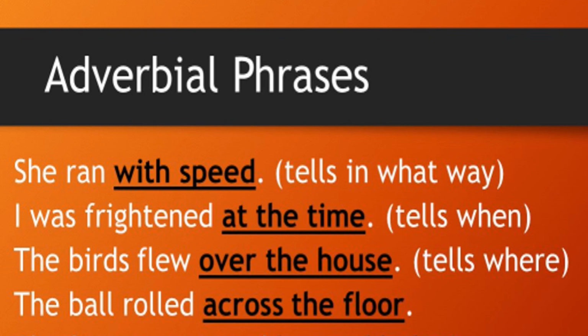Let's see the next example. The ball rolled across the floor. Again, if we bifurcate the sentence, the is an article, ball is a noun, rolled a verb, and across the floor, where? Again, it's giving us the answer of where. Where did the ball roll? Across the floor. So across the floor is an adverb phrase.